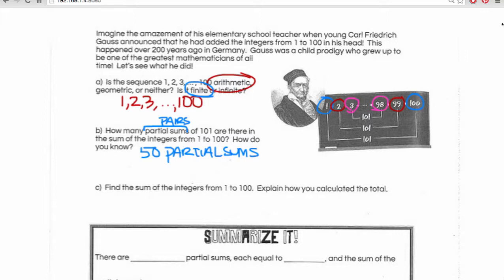From there, what Gauss did was look at the total number of pairs, or total number of partial sums, and he multiplied it by the total that each of those pairs added up to, which was 101. And so very quickly he got this total of 5,050.